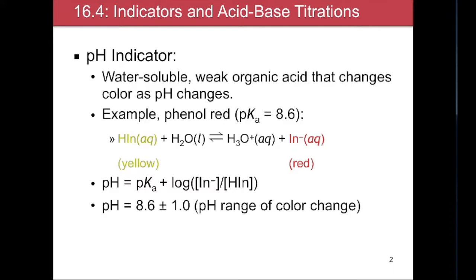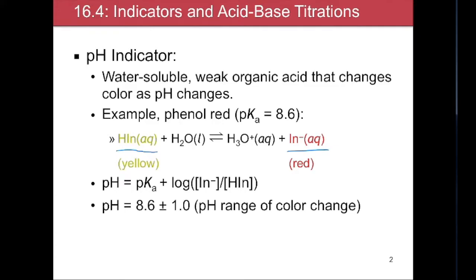So just like the acid or the base that you're titrating, the indicator itself is also a weak acid. As an example, the indicator phenol red has two different forms. The acidic form is yellow, and the basic form is red. For phenolphthalein, which is the one you use most commonly in lab, the acidic form is colorless, and the basic form is pink.